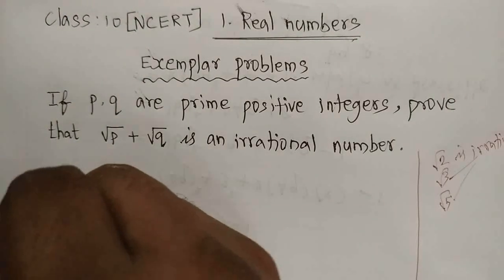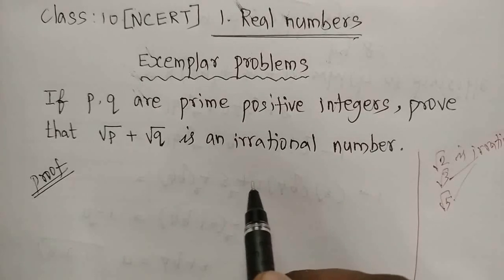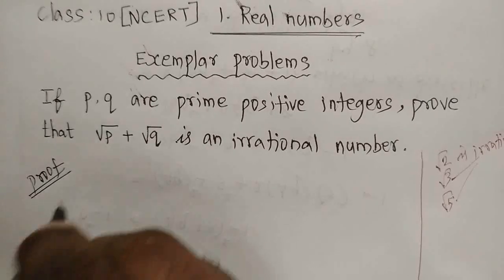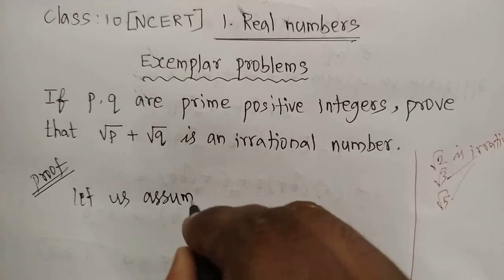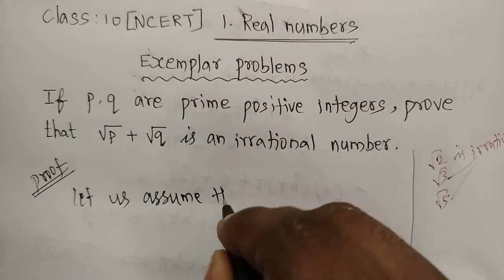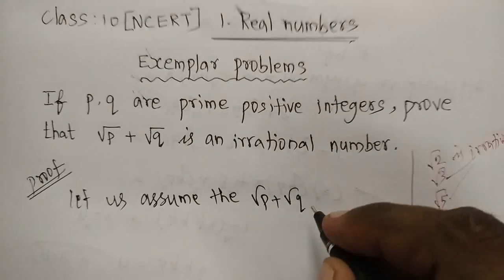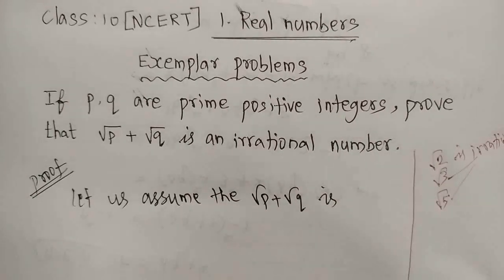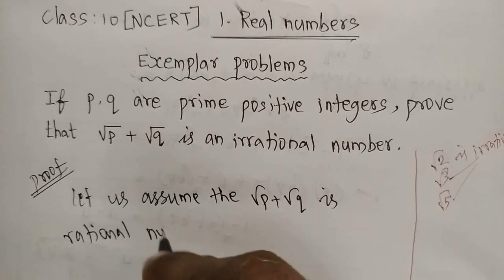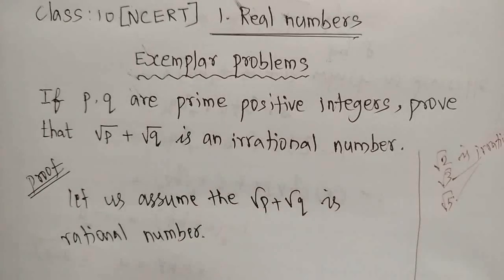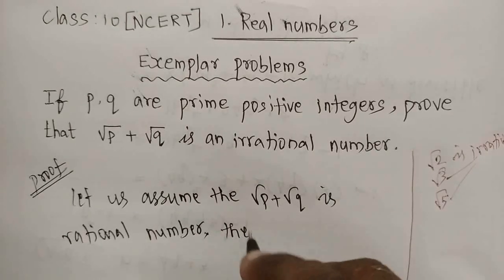Now I'm going to prove it through contradiction. They asked us to prove irrational, so I'm going to assume it is rational. So let us assume that root P plus root Q is a rational number.